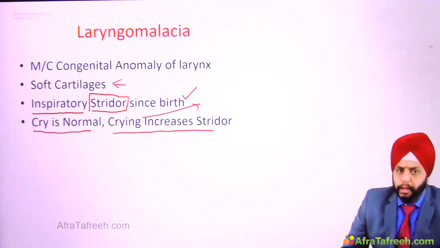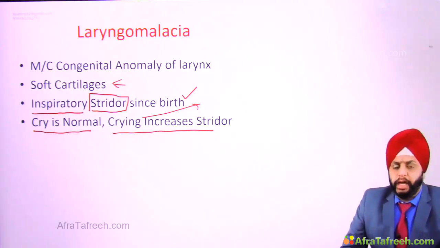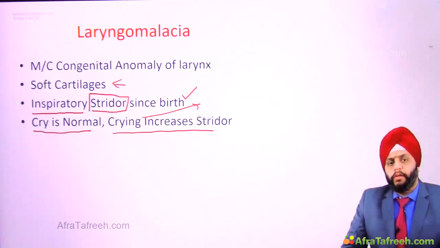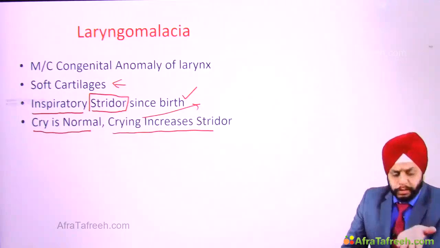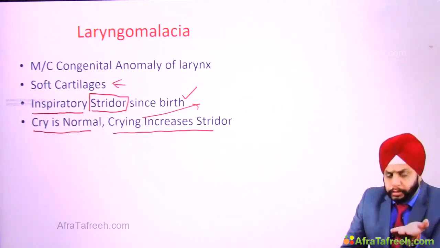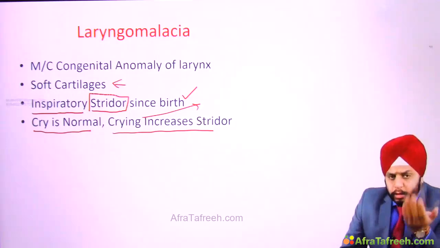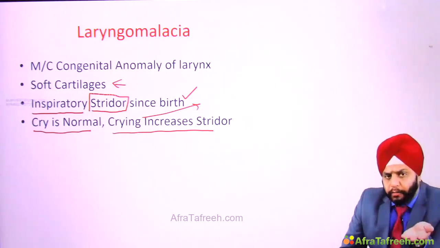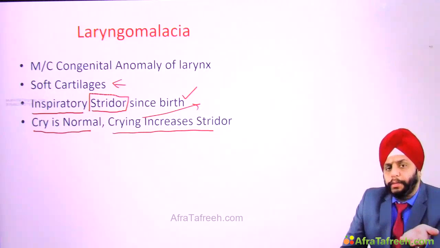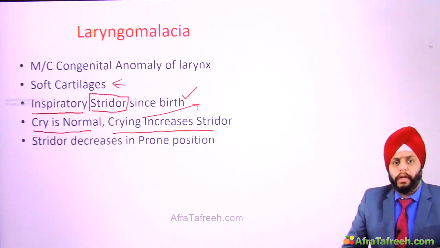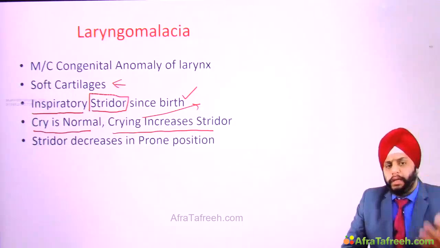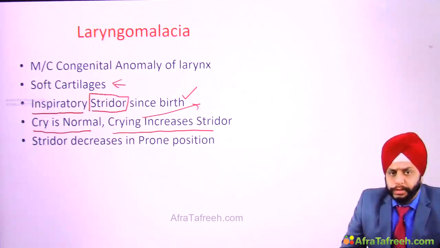Now if you place this child in a prone position, what happens? When you put the child in a prone position, the epiglottis falls forward. When the epiglottis falls forward, the airway opens up and stridor improves. So stridor decreases in prone position.